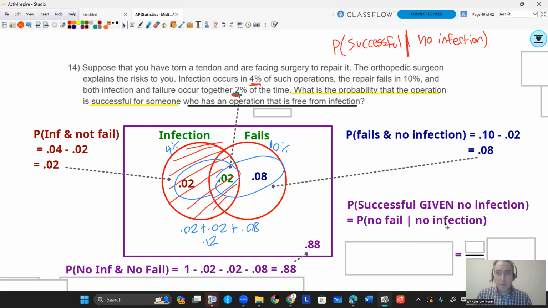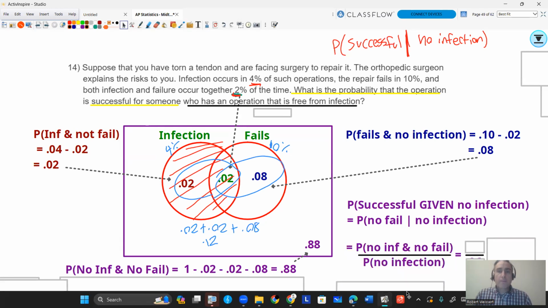Now, no infection is going to be anywhere that's outside of the circle, including out here. So I want you to think about what that looks like. It's going to be a conditional probability. It's always going to be the "and" on top.